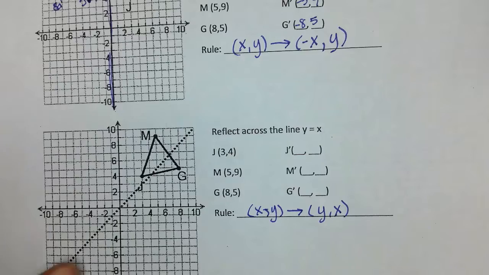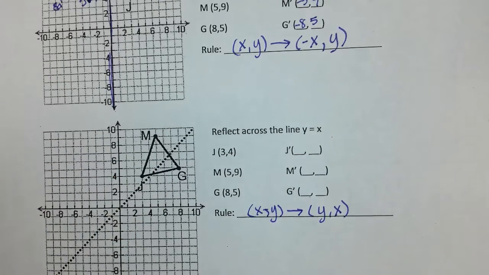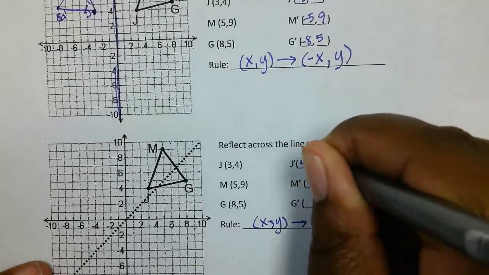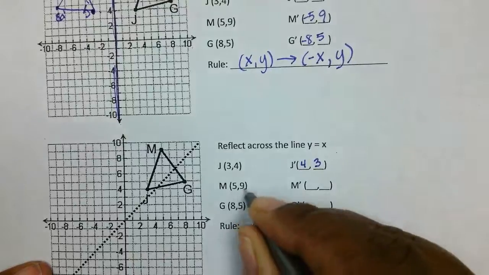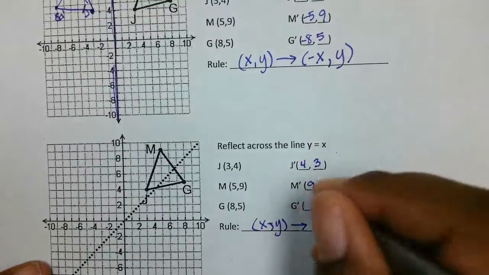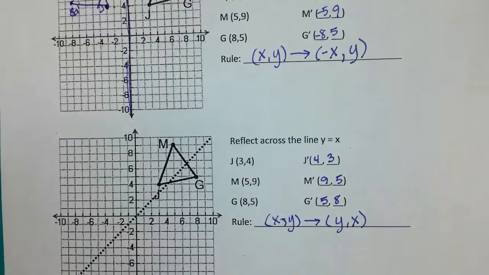The only thing you have to do when you reflect across the y equals x line, that's that dotted line right there, is flip the coordinates. So 3, 4 becomes 4, 3. 5, 9 becomes 9, 5. 8, 5 becomes 5, 8. My x becomes the y because x equals y, and the y becomes the x. So all I had to do was flip that order. That's a lot easier to think of, so I'd rather use my rule here than try counting.